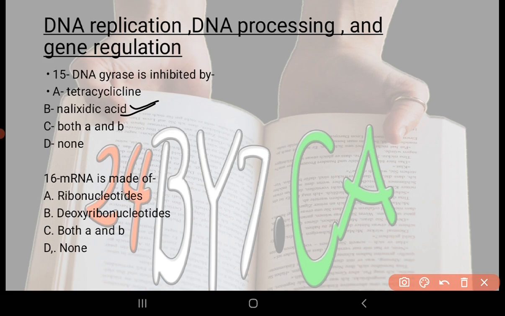Next question. mRNA is made of A. ribonucleotides, B. deoxyribonucleotides, C. both A and B, or D. none. So the right answer is option A, ribonucleotides. mRNA is made of ribonucleotides.